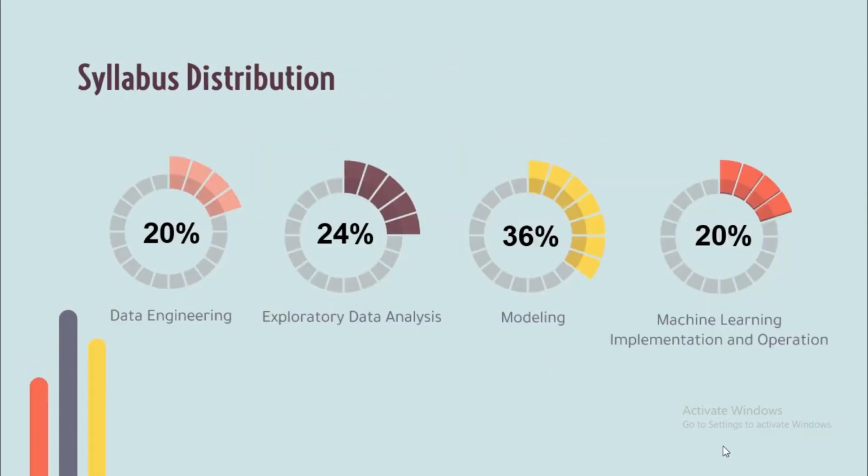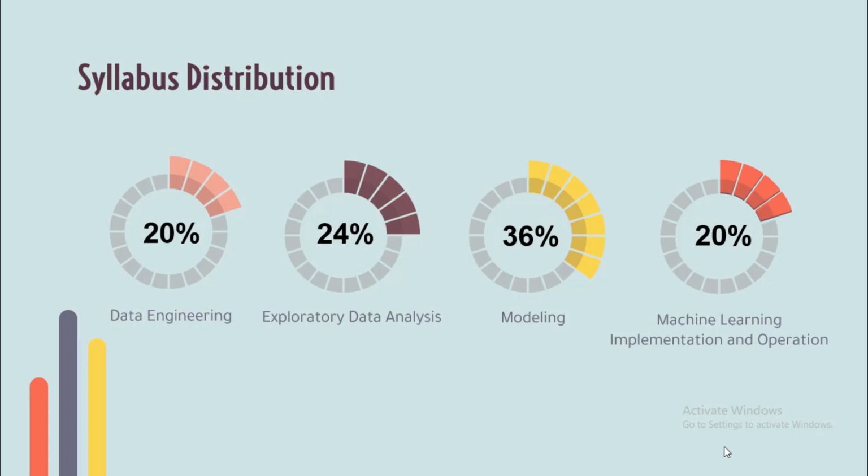Now further, let us look at the marks distribution. This certification exam consists of 4 domains. That is, the syllabus is divided into 4 domains, which are data engineering, exploratory data analysis, modeling, and machine learning implementation and operation. Data engineering consists of 20% weightage. EDA, that is exploratory data analysis, consists of 24% of weightage. Then modeling consists of 36%. And machine learning implementation and operation consists of 20%.